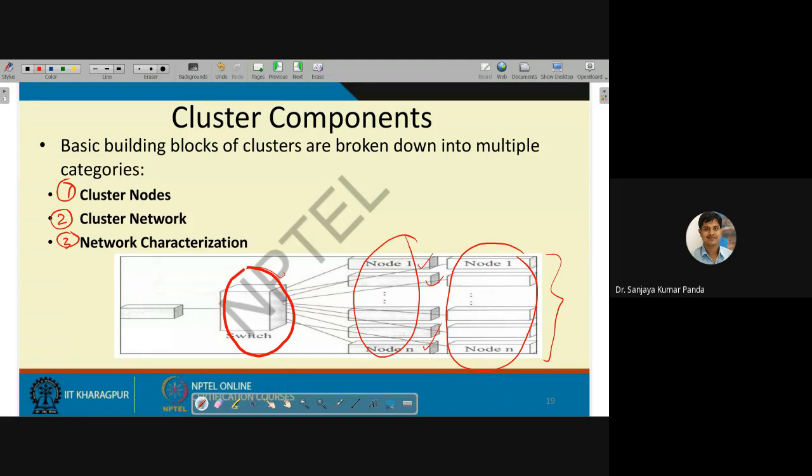So these are the cluster nodes. The whole network is called a cluster network. And for network categorization, you can see whether it is a small task, a medium task, or a large task, and based upon that you can make network categorization.